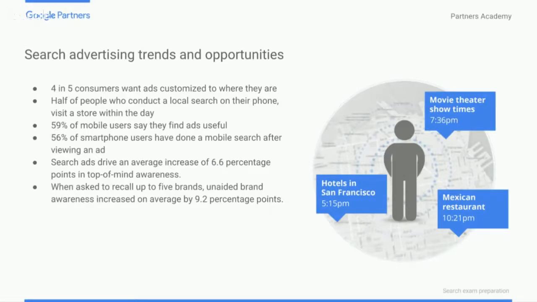73% of mobile searches trigger additional actions, such as calling the business. Search ads drive an increase of 6.6 percentage points in top-of-mind awareness. Consider location bid adjustments to target specific cities or zip codes. This will allow you to include easy-to-find directions, inventory, and pricing on your landing pages. And remember, having the information at hand, many users will visit that brick-and-mortar store.